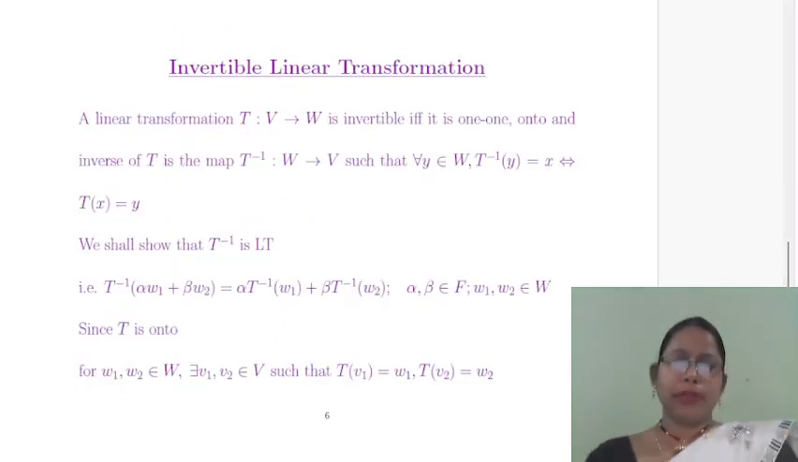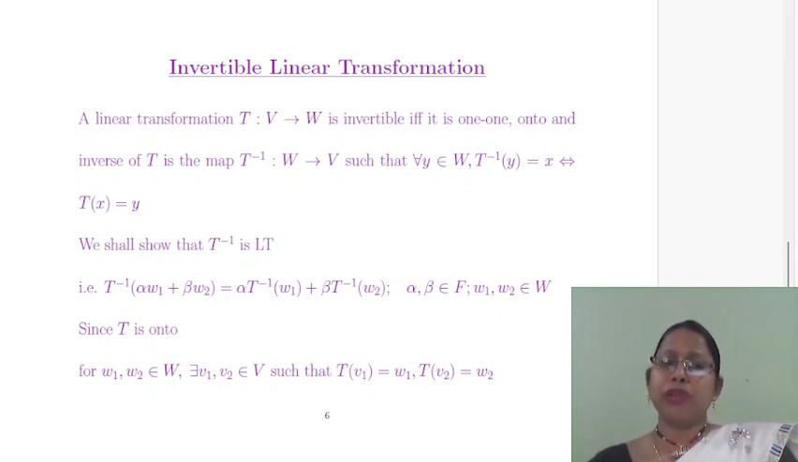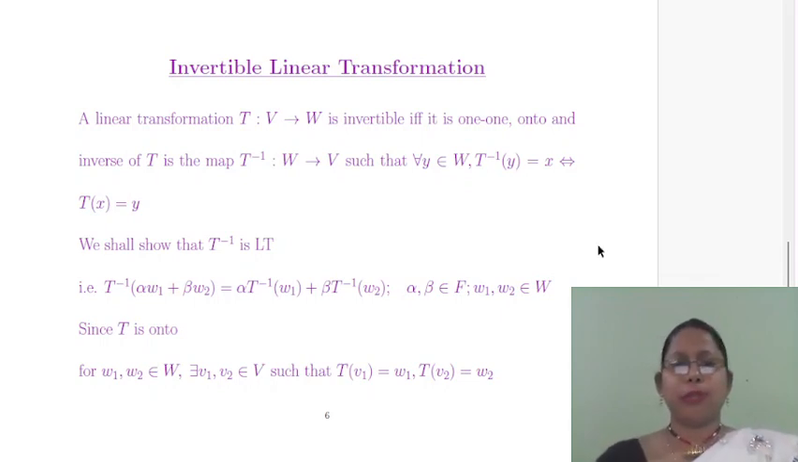Next is invertible linear transformation. A linear transformation T from V to W is invertible if and only if it is 1-1 and onto. The inverse map is defined as T inverse from W to V such that for all y belonging to W, T inverse of y is equal to x if and only if T of x is equal to y. Next, we shall show that T inverse is a linear transformation.